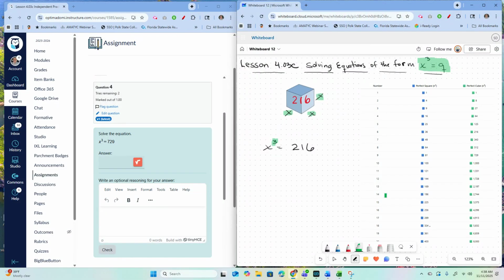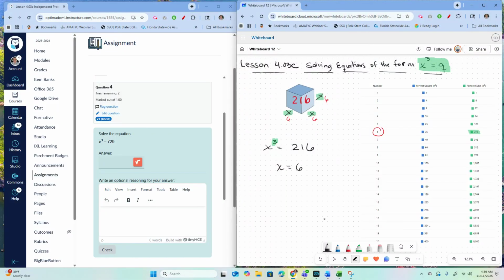Now, one way of doing it is looking at the table. Look at the last column, the green column, and look for 216. And you can see, look, 216 is right there. And 216 is in row 6, which means that each of these edges, each of these x's, is 6. So you basically already found the answer of the equation. It's going to be 6.